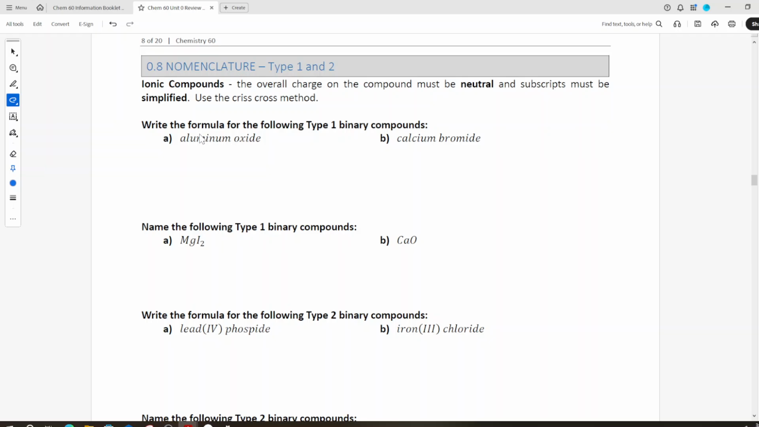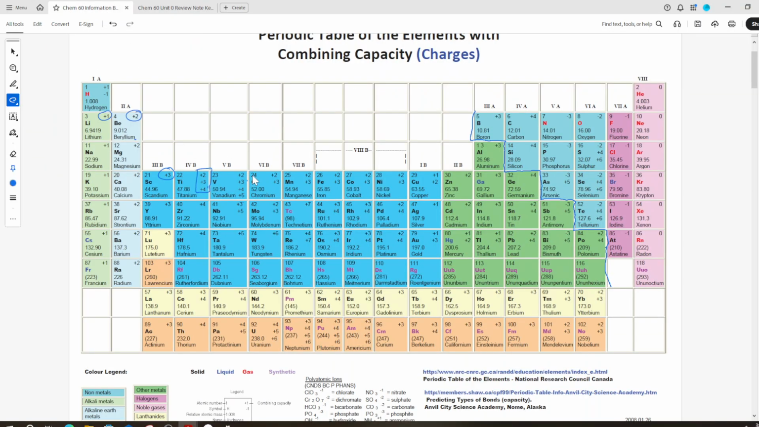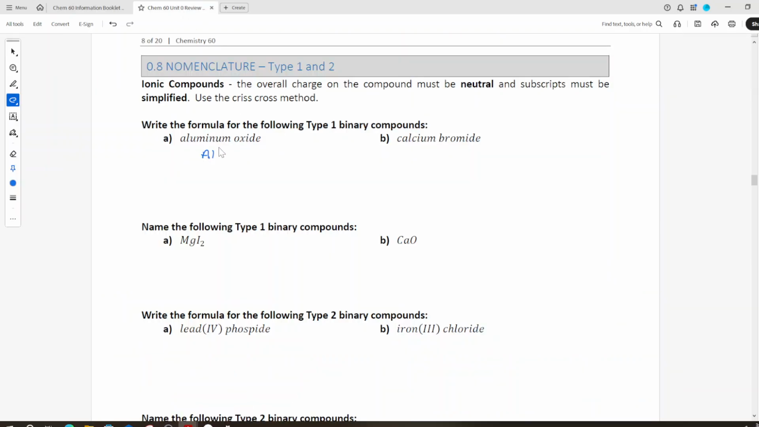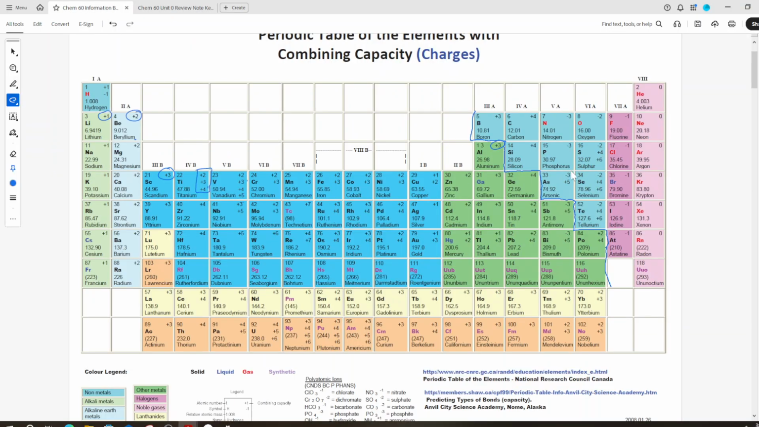Type 1 is going to involve something like aluminum, so elemental name, and then oxide. That's how you know that it's a type 1, it's just the name, oxide. So when we're trying to write its formula, what you have to figure out is what the charge will be. Because it's type 1, there'll only be one potential charge. If we look for aluminum, it's over here in green. Aluminum has a +3 charge, and that's all that it can have. And then we look up oxygen, and oxygen can only have a -2 charge.